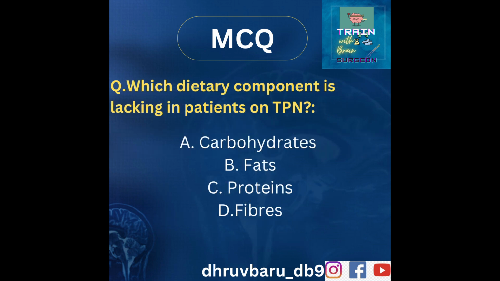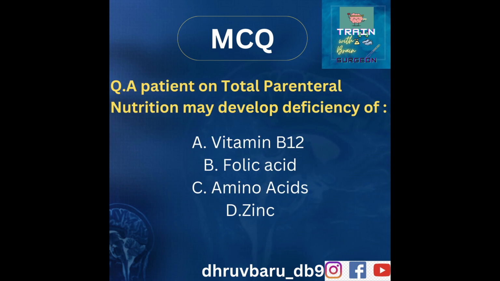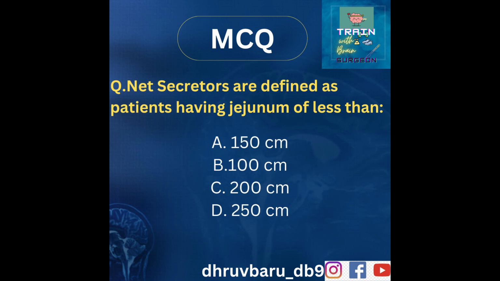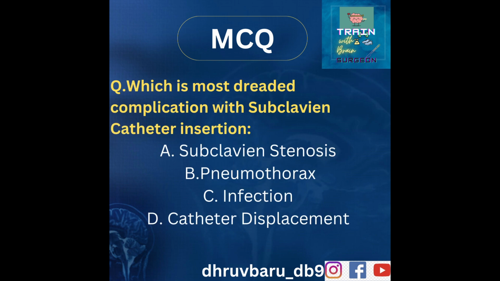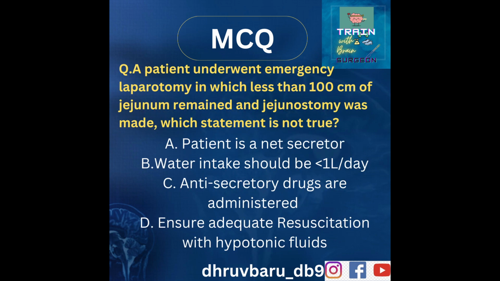Which dietary component is lacking in TPN? And the answer is fibers. A patient on TPN nutrition may develop deficiency of which of the following? The answer is zinc. Net secretors are defined as patients having jejunum of less than 100 cm. Short bowel syndrome is defined as length of small bowel, and the answer is 200 cm. Which is the most dreaded complication with subclavian catheter insertion? And the answer is pneumothorax.